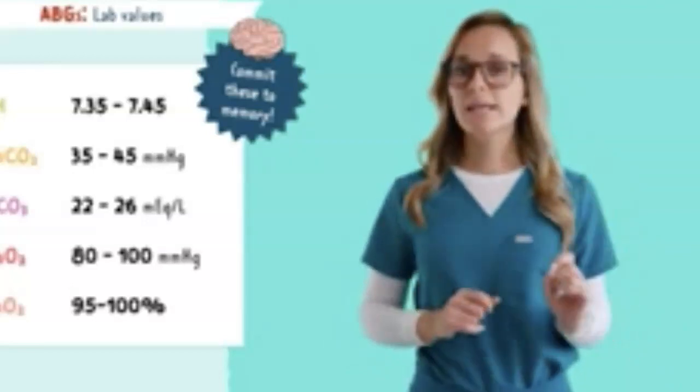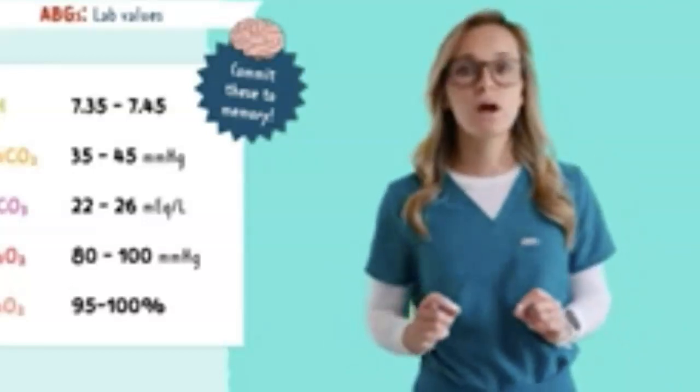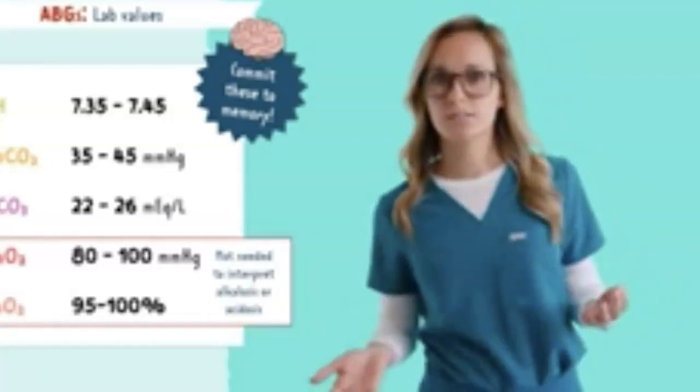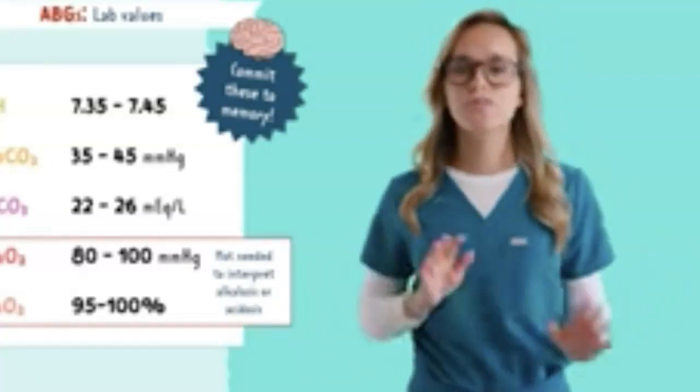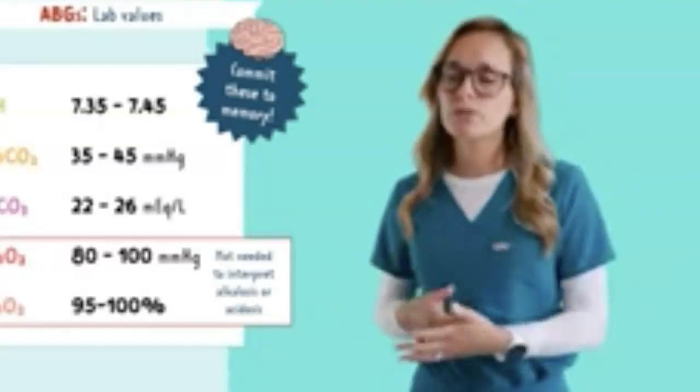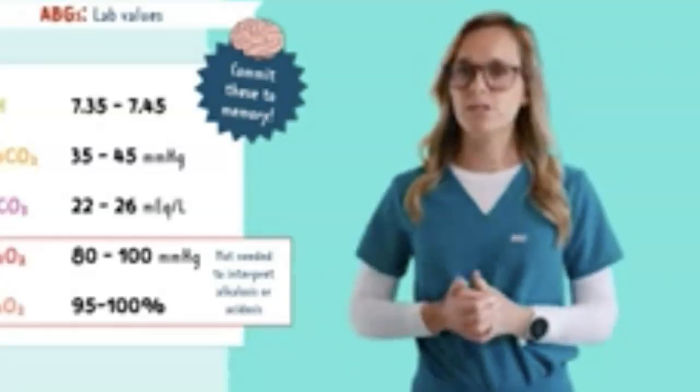And just note that PaO2 and SaO2 are not needed to determine alkalosis or acidosis. It just tells you if your patient is hypoxic or not. You still need to know these values as a nurse, but you don't need them when answering ABG questions.